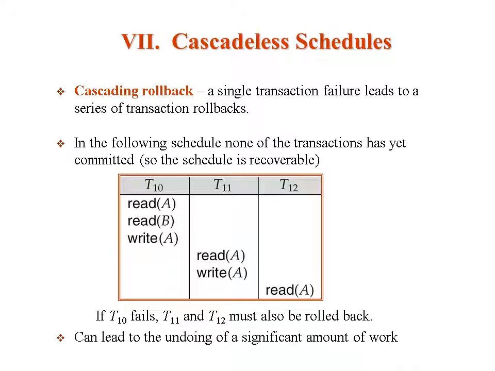But please see, T11 is reading the value of A which has been written by T10, and likewise T12 is reading the value of A which has been written by T11. That means these transactions are dependent. So if T10 fails, T11 and T12 must also be rolled back. So it can lead to undoing of a significant amount of work. This is the cascading rollback.